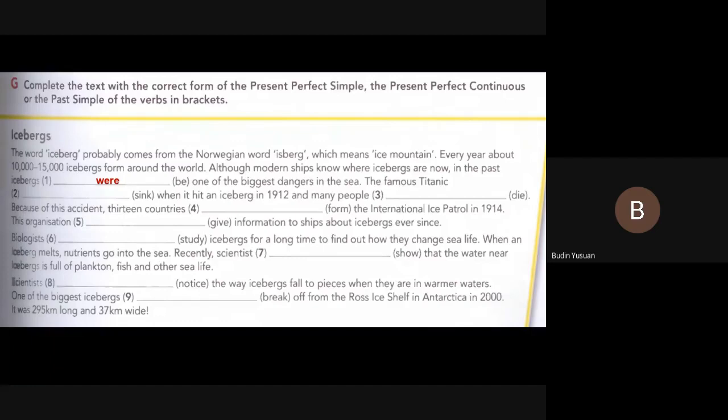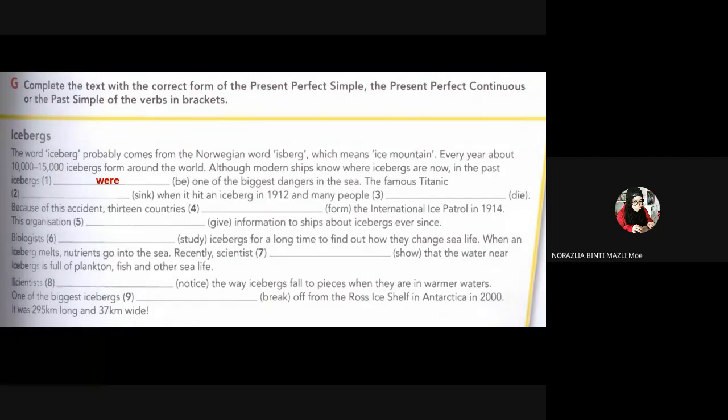Sekejap, teacher. The famous Titanic went in, hit an iceberg in 1912 and many people died. Okay, thank you.